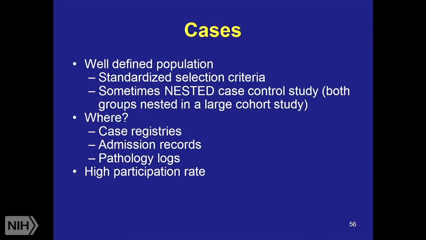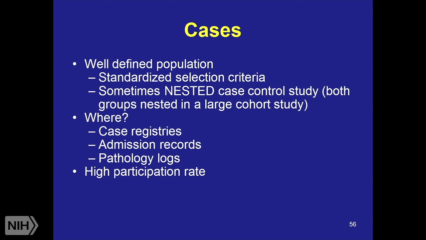So our cases are, again, a well-defined population. I need standardized selection criteria as to what makes a case. Sometimes we do nested case control studies. We talk about that more in the book. Both groups are usually nested, both your cases and controls, inside a large cohort study.